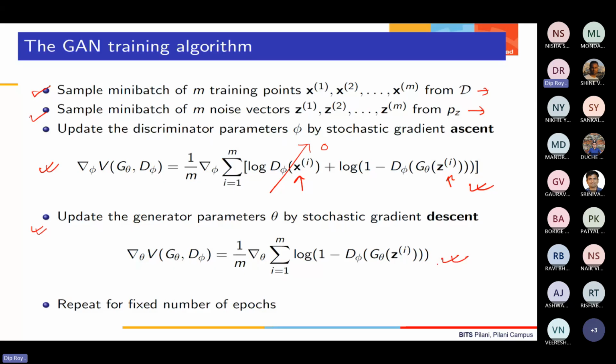So we repeat this stochastic gradient ascent and stochastic gradient descent multiple times, and we try to reach an optimum. But reaching the optimum is the most tricky part in GAN, and because of this reason, and a few other reasons, GAN have fallen out of favor, and it has been replaced by diffusion models.